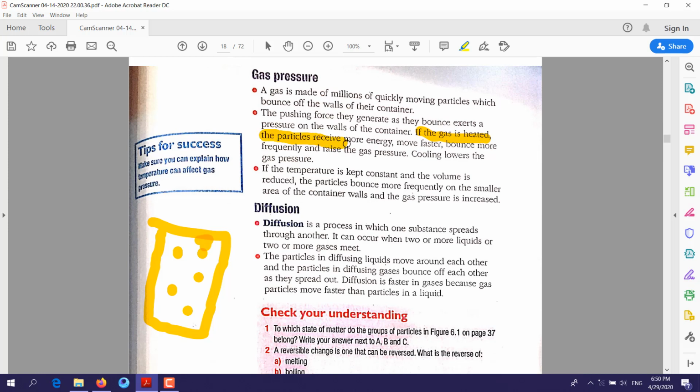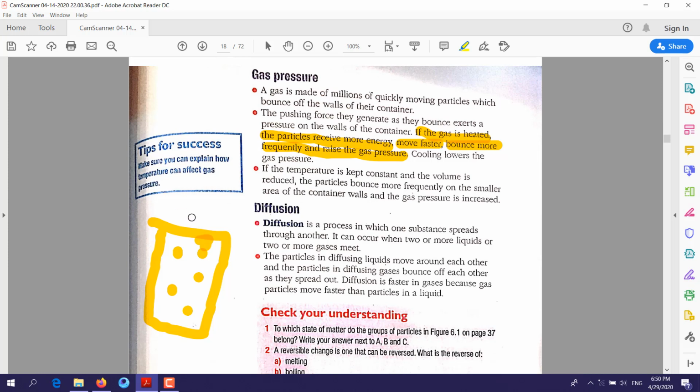The particles receive more energy. When they receive more energy, they will move faster. When they move faster, they will bounce more frequently, and there will be more collisions. More collisions means more pressure. Okay, so the higher the temperature is, the higher the pressure will be.